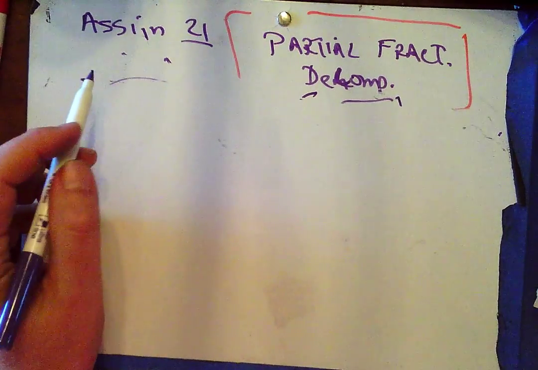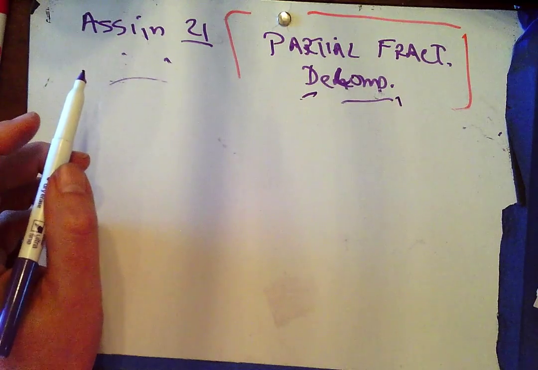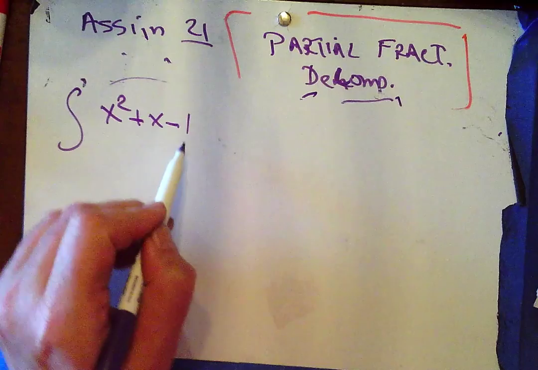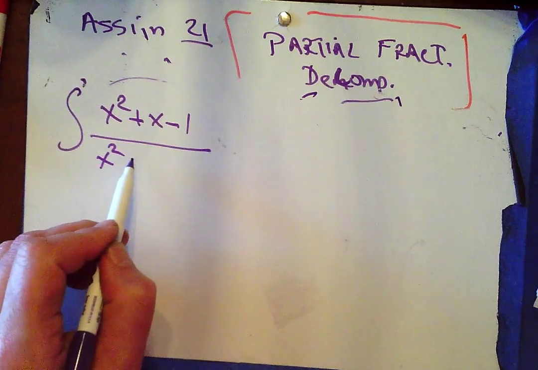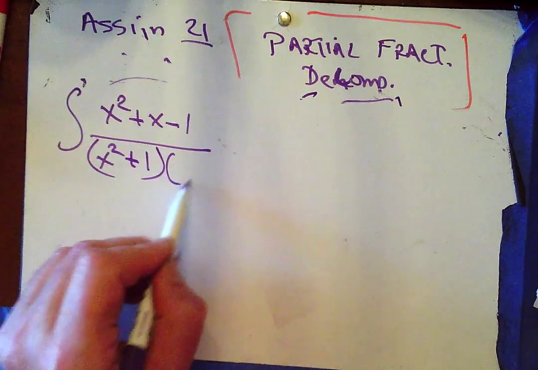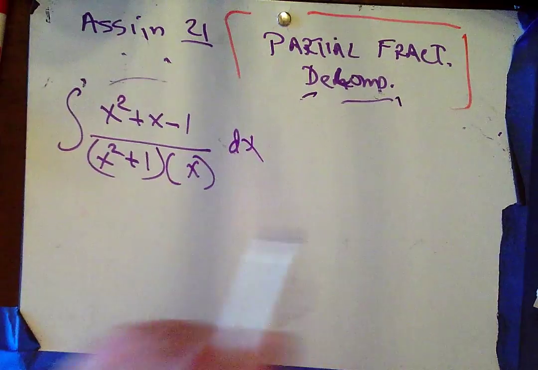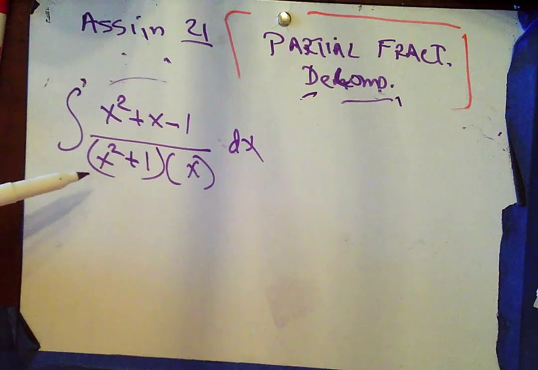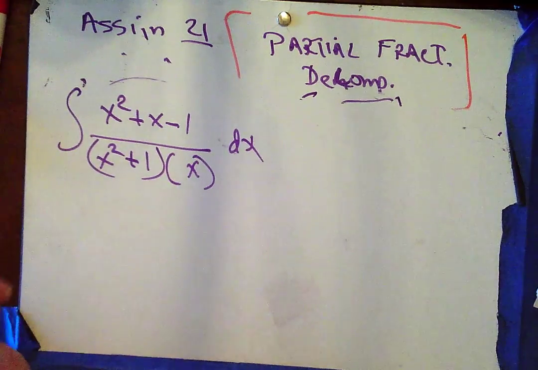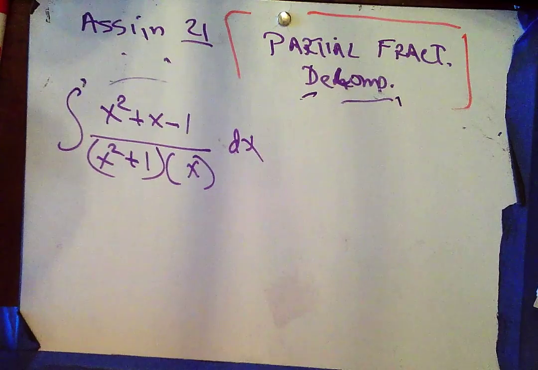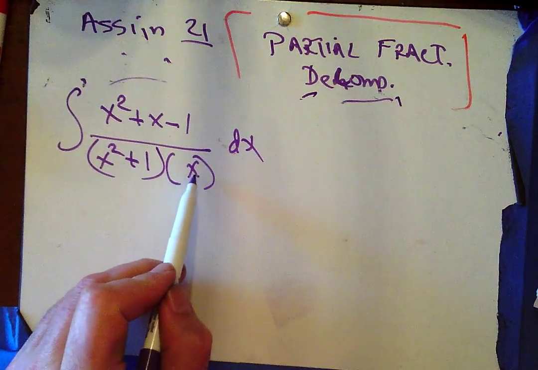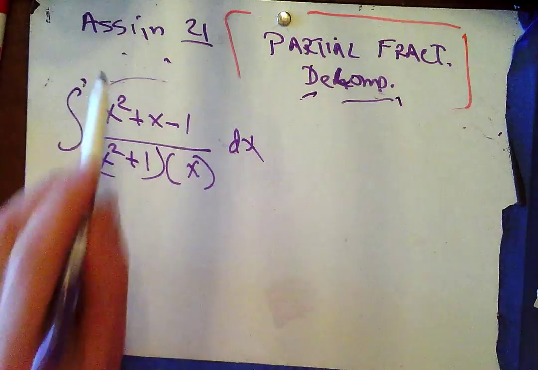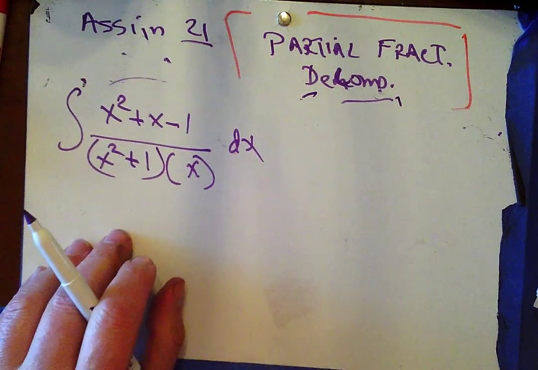So how about this one here? The integral of x squared plus x minus 1 over x squared plus 1 times x dx. Now some students say to me, oh look, Mr. Duke, the degree on top and the degree on the bottom are the same. Should I do long division? And why do I say no? Right, because when you distribute this x to these places, the denominator's degree is in fact larger. So no, this isn't a long division situation.